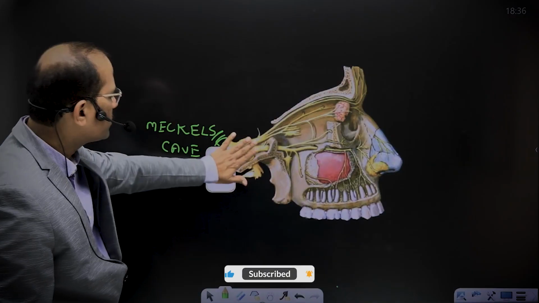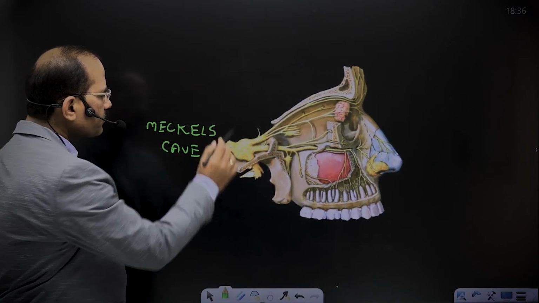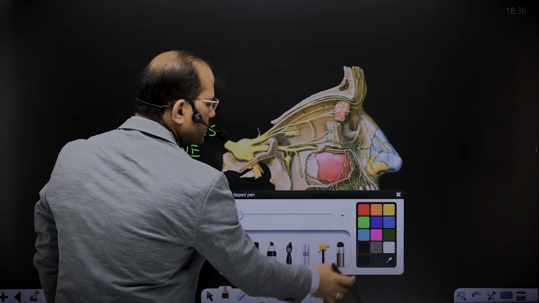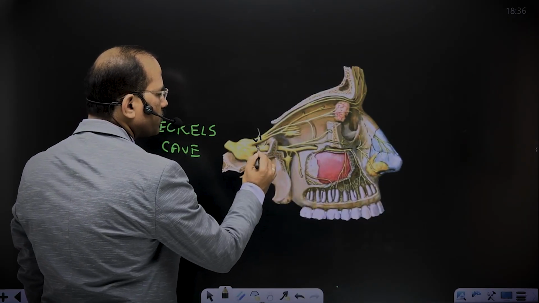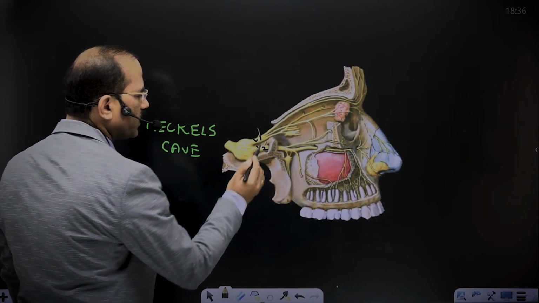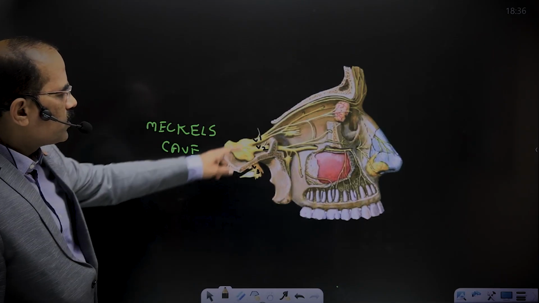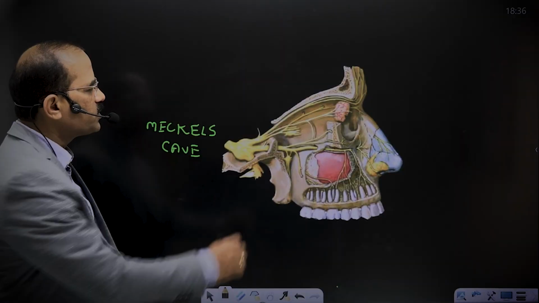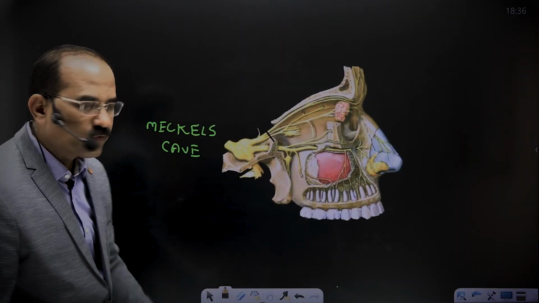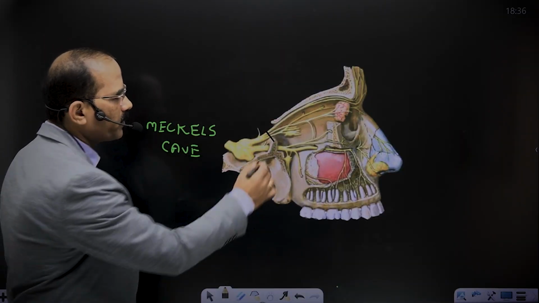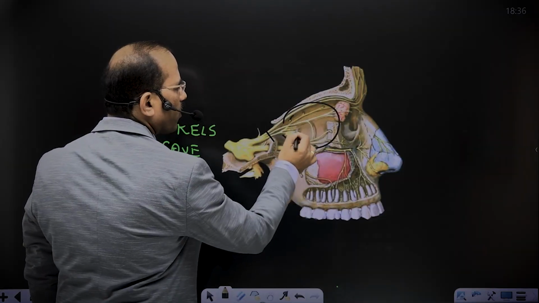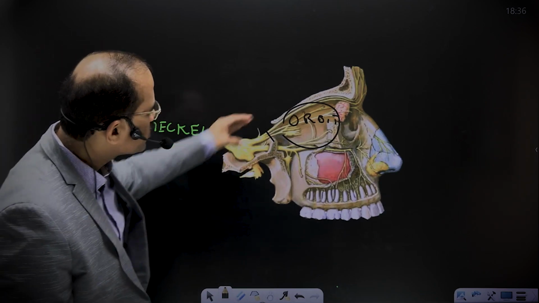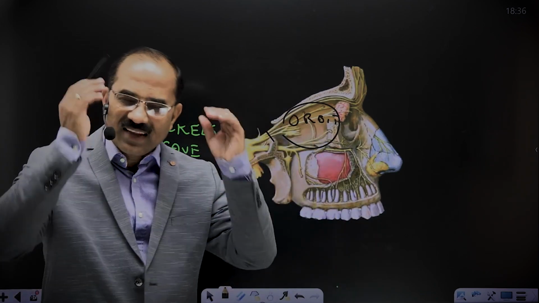Now from this trigeminal ganglion, students, we have 3 branches. This is V1 ophthalmic, this is V2 maxillary, and this is V3 mandibular. What is this that you're seeing? That's the superior orbital fissure, and the ophthalmic division enters the superior orbital fissure, and where are we? That's the orbit, right? So the ophthalmic division passes through the superior orbital fissure and enters the orbit.